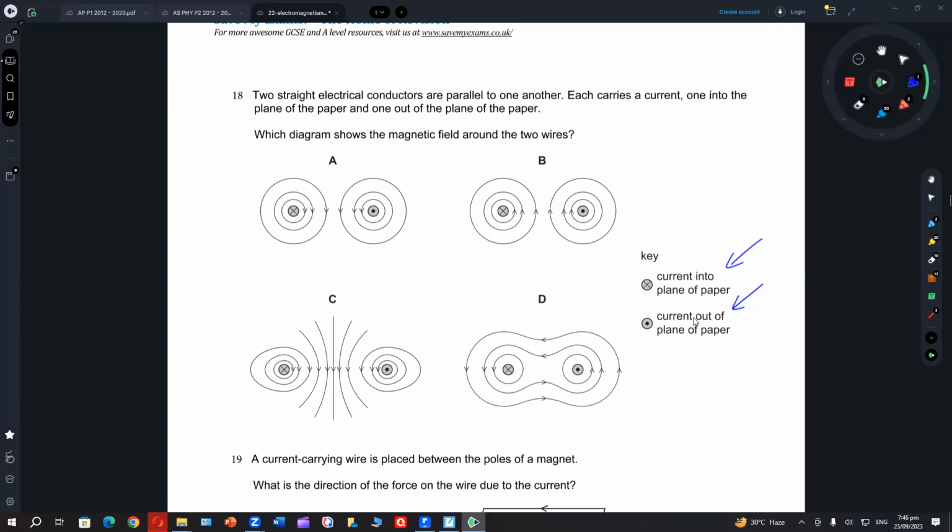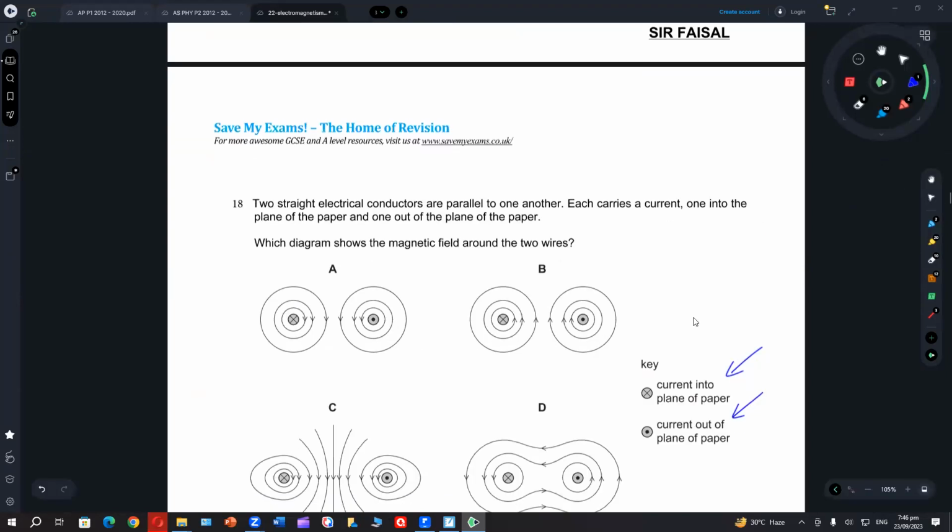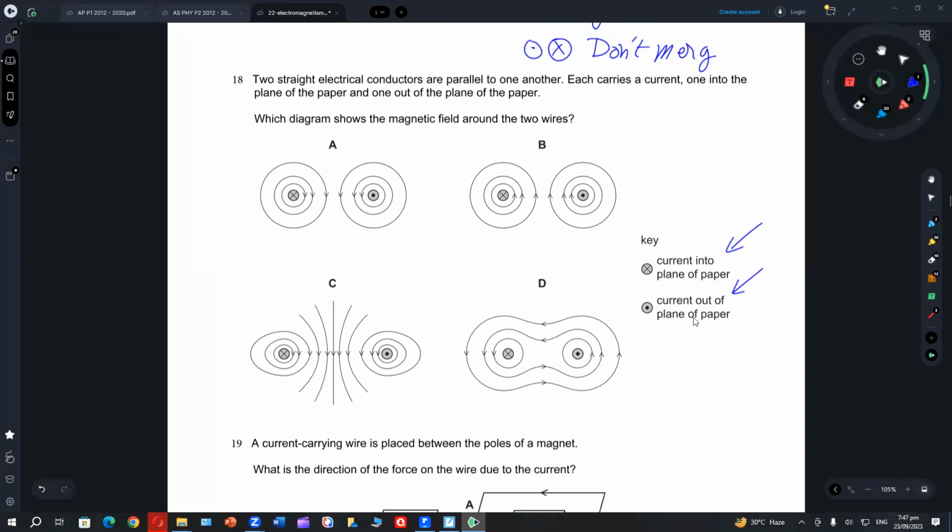How can you manage these MCQs? I'll tell you an easy way. Dot dot or cross cross merge. Dot cross never merge. Dot dot and cross cross are able to merge. So the like will merge and the unlike will not merge. Yes. So then you have to see the options.